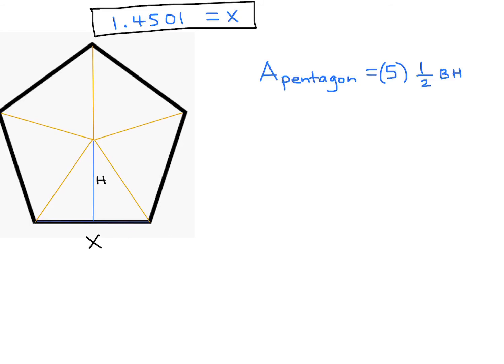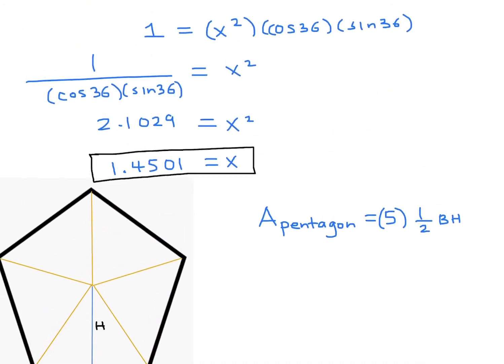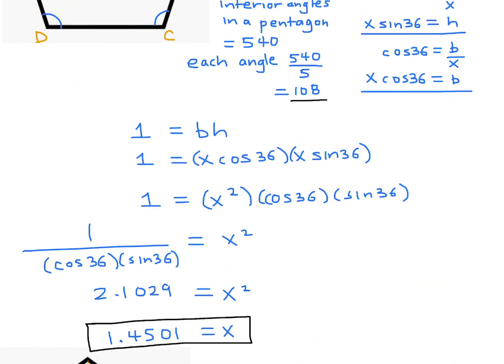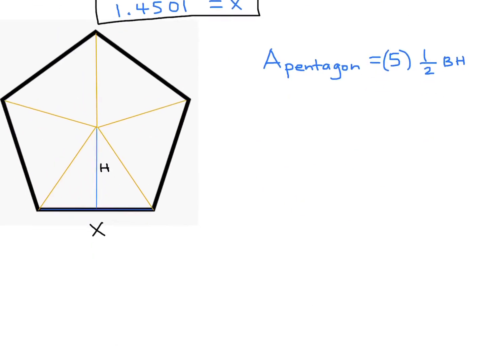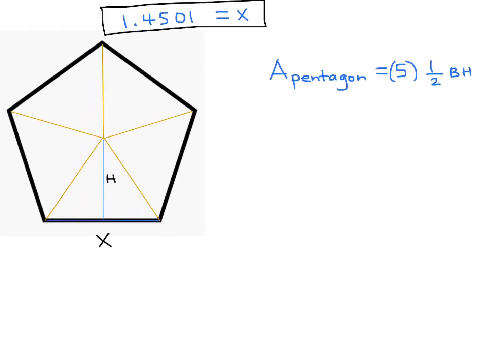We previously figured out that each interior angle is 108. So that means that this angle is 108. Now this orange line cuts that in half, so that basically means that this is 54 in there. This is a right angle, and this is 36. Very similar to what we did earlier. And therefore, we can now proceed again with trigonometry.